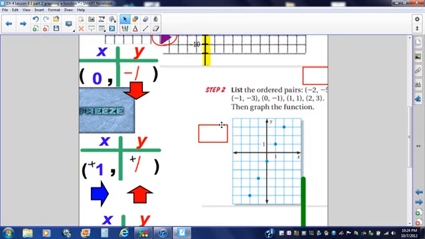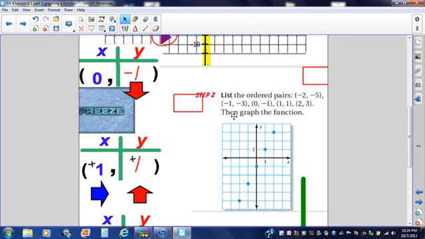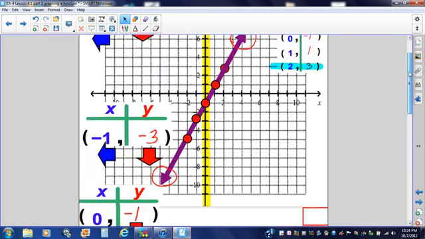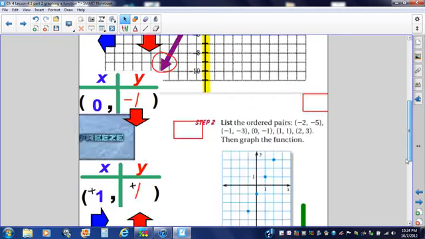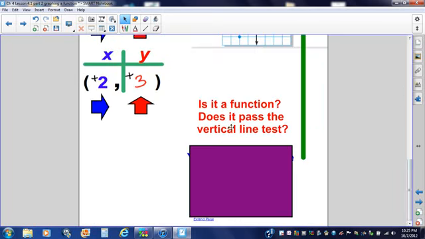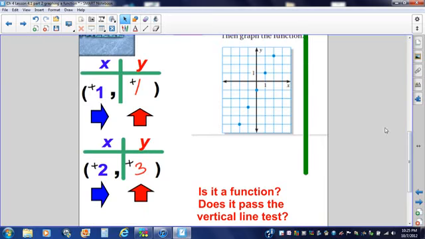They said list the ordered pairs, and then you graph the function. So right here, I listed the ordered pairs, and then I graphed my function. Now the question becomes, why is this a function? Does it pass the vertical line test? Well, let's see.